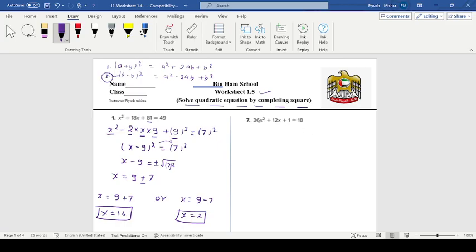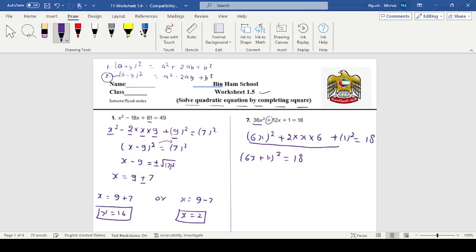Same way I will solve this one. So 36 is the square of 6, so I will write 6x whole square. Then, because this is plus, I will be using formula number 1. So plus 2a, and in place of b, I want 12, so 2 I have already written, and here I can write 6, so 2 times 6 is 12, plus 1 is the square of itself, so I can write 1 square is equal to 18. Okay, further solve it. So this is the formula for 6x plus 1 whole square is equal to 18.